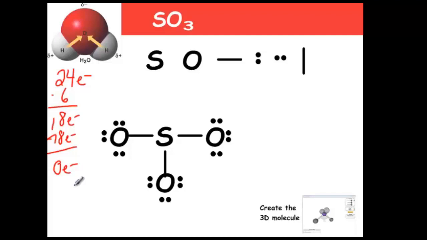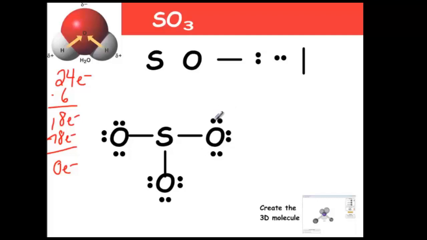We're not done yet, because the sulfur in the middle doesn't have enough electrons. It only has 2, 4, 6. It's short 1 set of electrons. So what it's going to do, it's going to get another set of shared electrons from one of these oxygens. Eeny, meeny, miny, mo, pick your favorite oxygen, it doesn't really matter which one.